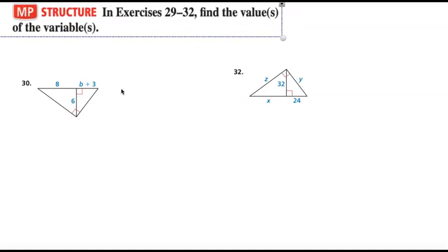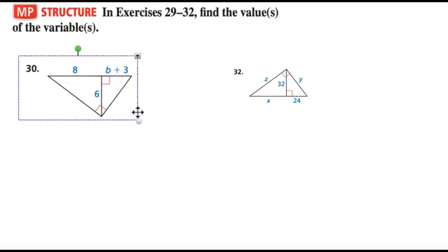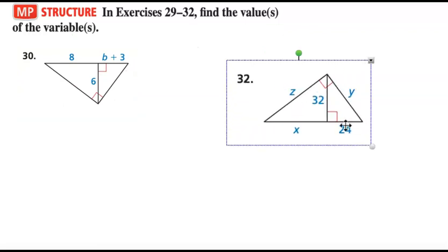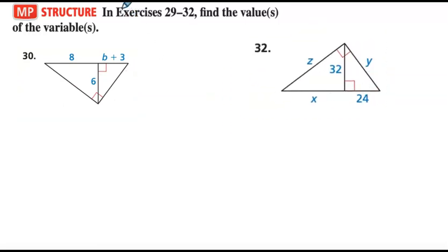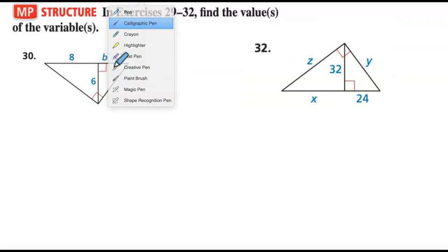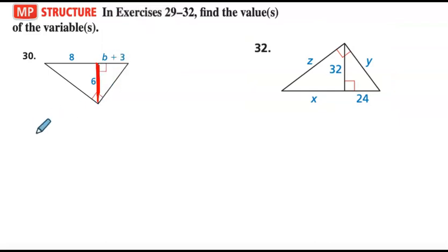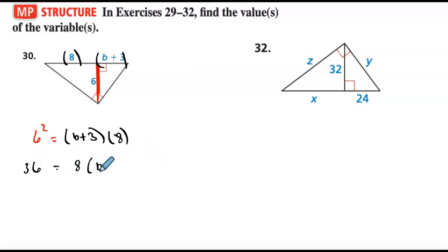So find the value of the variables. Alright, so let's see what we got here. So I'm going to create some proportions here again, or I'm going to use my formula here. So the formula again here is take your altitude, square it, and it equals the product of b plus 3 times 8. So this would be 36 equals 8 times the quantity of b plus 3.